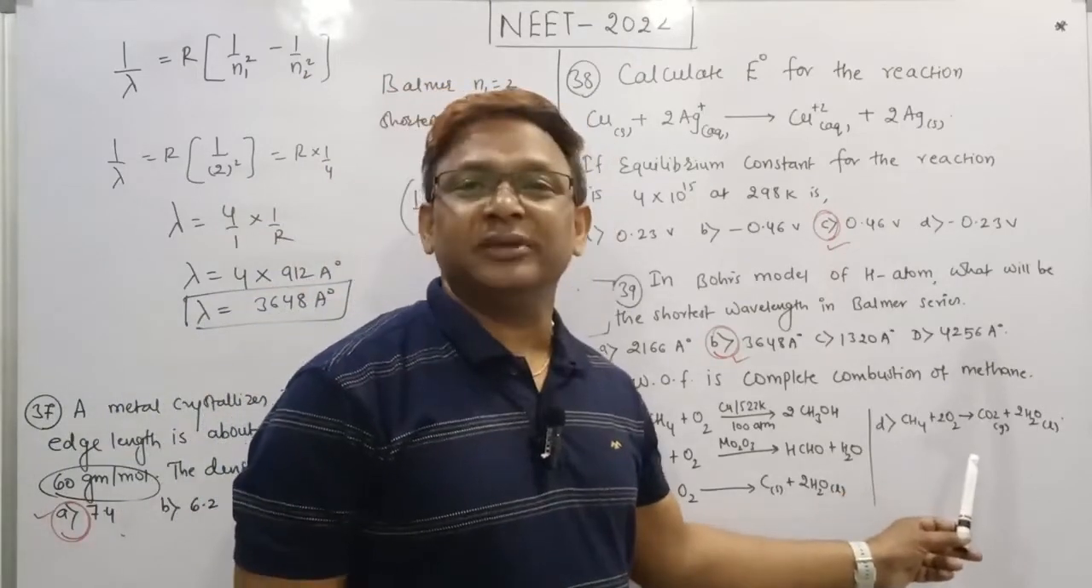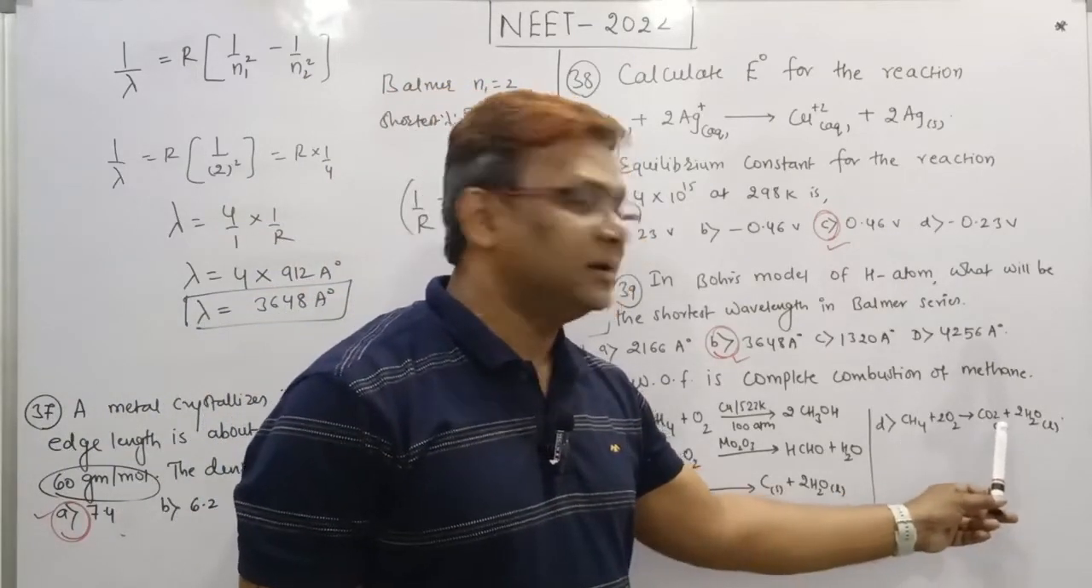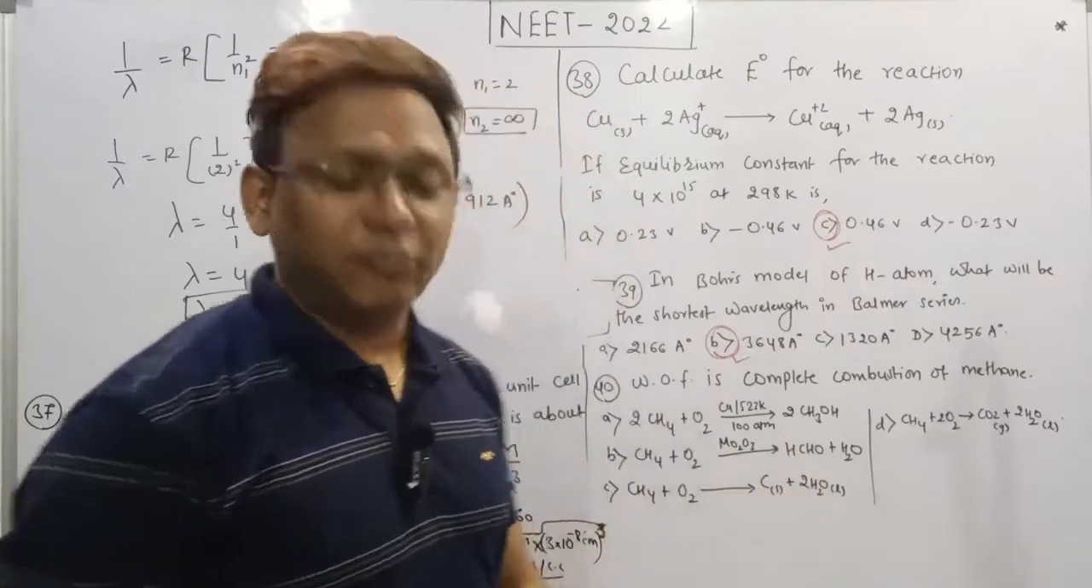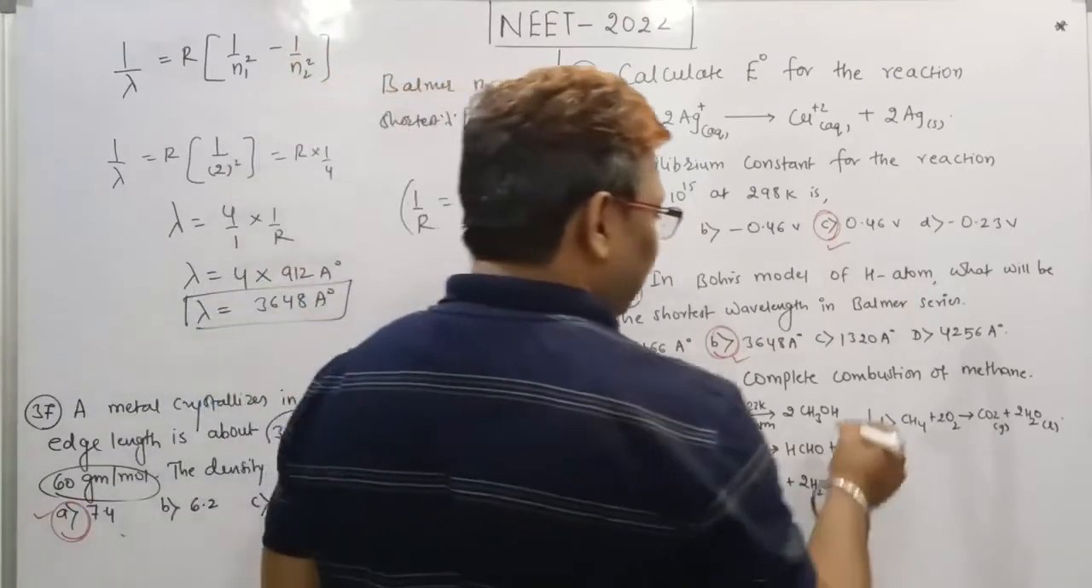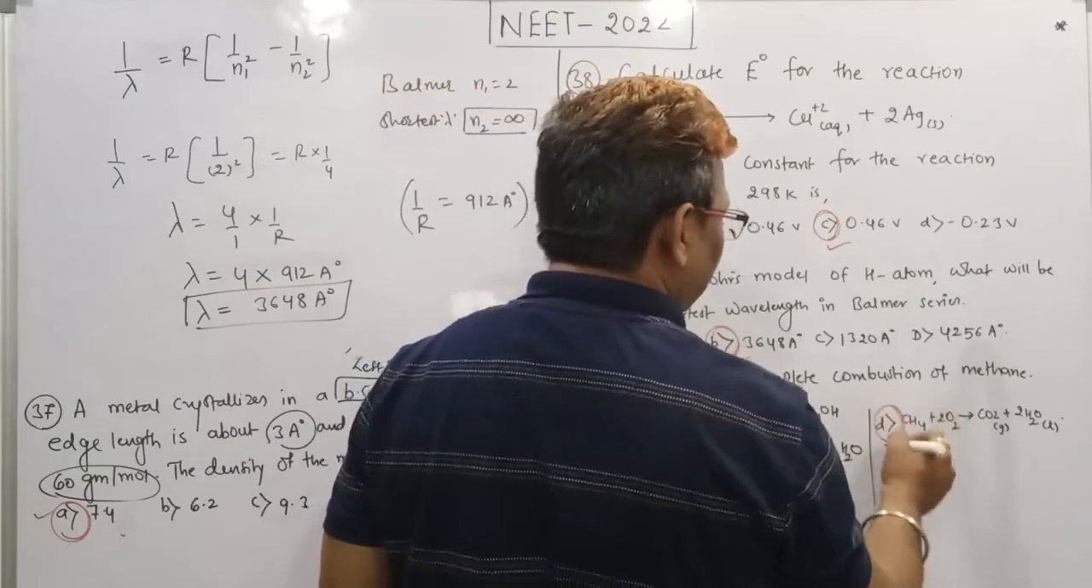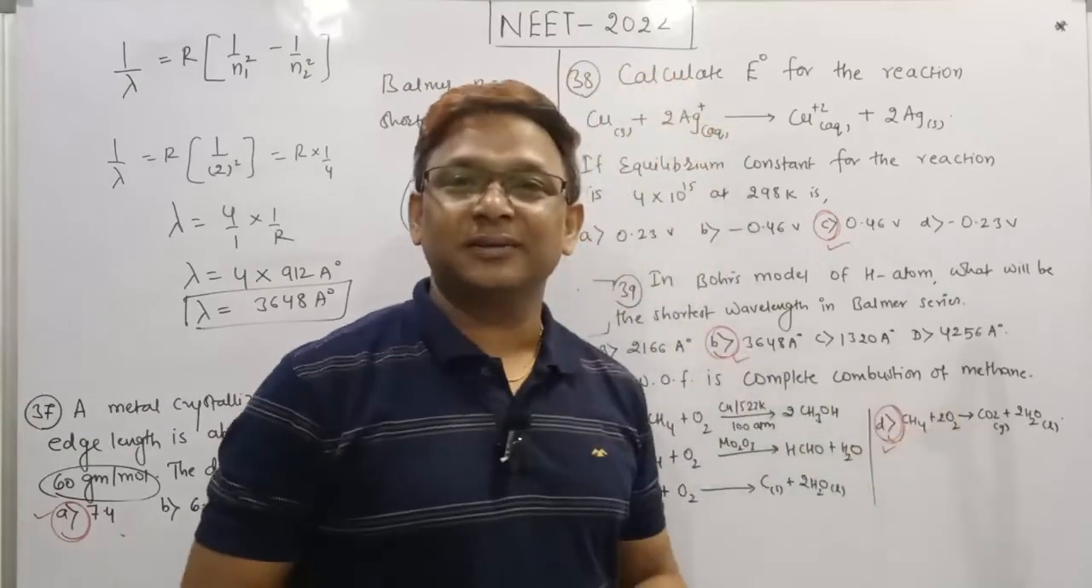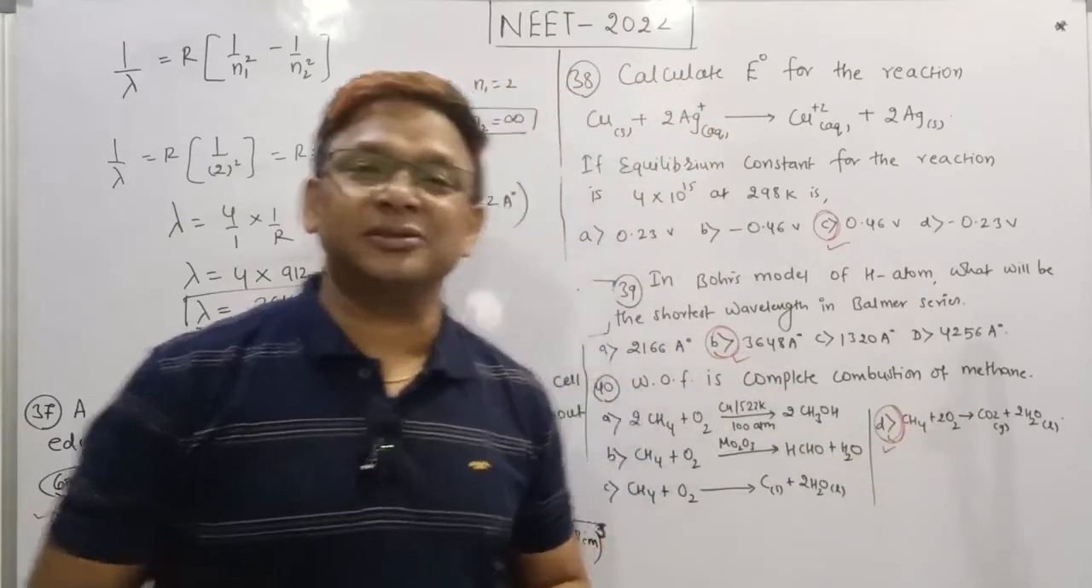Complete combustion of methane gives rise to what, beta? Carbon dioxide and water. That means complete combustion of methane is option D, which is correct. Right? Chalo, take a screenshot.